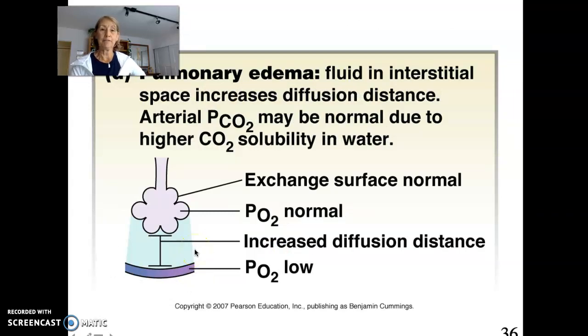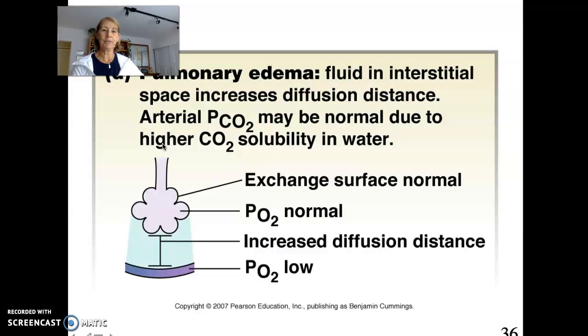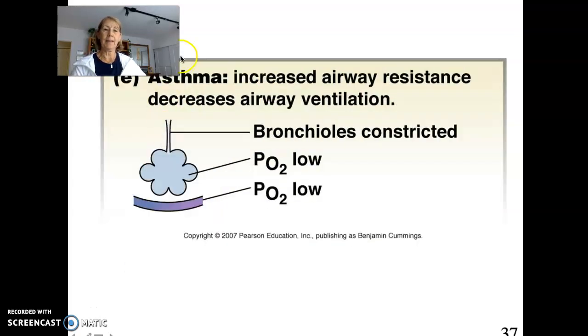Pulmonary edema, fluid in the interstitial space. That was this space here. So you've increased the diffusion distance, hard to cross, hard to reach the other side. PO2, low. Asthma. Look, this little diagram looks different, right? Let's compare with the previous one. The entryway. It's these airways that are constricted. The bronchioles are constricted and not enough air is coming in. Nice way to illustrate that, sort of easier.